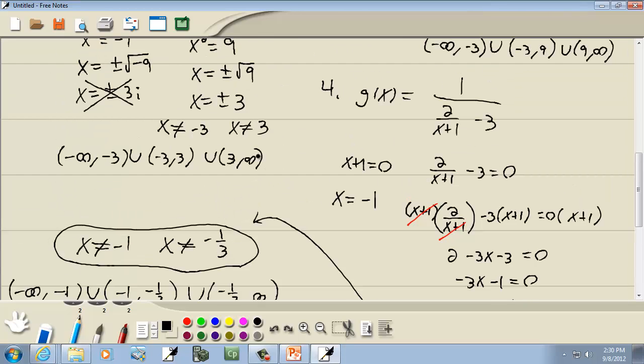Now, the negative 1 is pretty easy to see. Plug that in, gives you a 0 in this fraction. The negative 1/3 is not so easy to see. You'd have to do some manipulation, but that also would give you a 0 in the denominator.